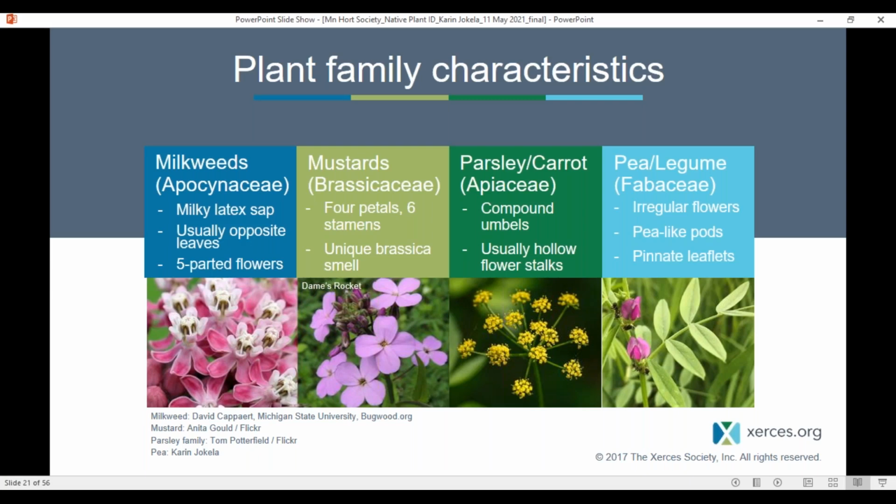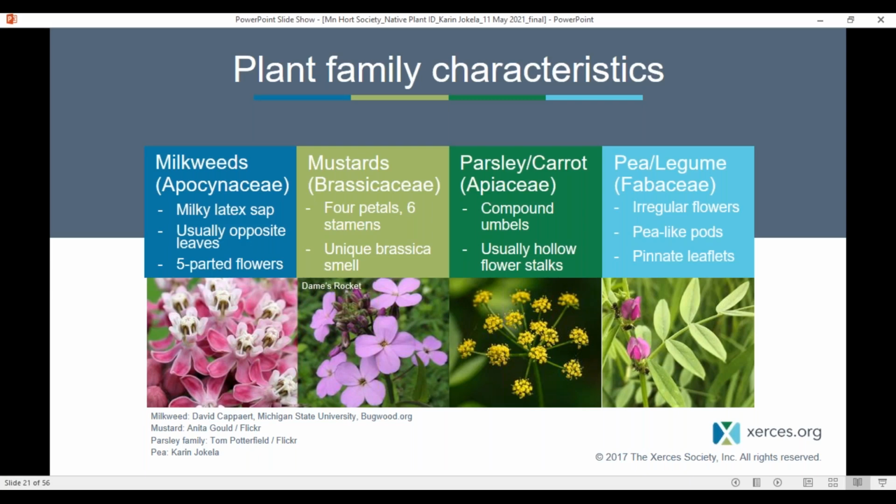Milkweeds, they have this namesake of milkweed because they have a milky latexy sap. So when you break the stem, you'll see that. They usually have opposite leaves, so they join at the stem there. The flowers are all 5-parted, so 5 petals, 5 little horns, 5 stamens. Pretty easy to recognize once you start to get that in your mind's eye.